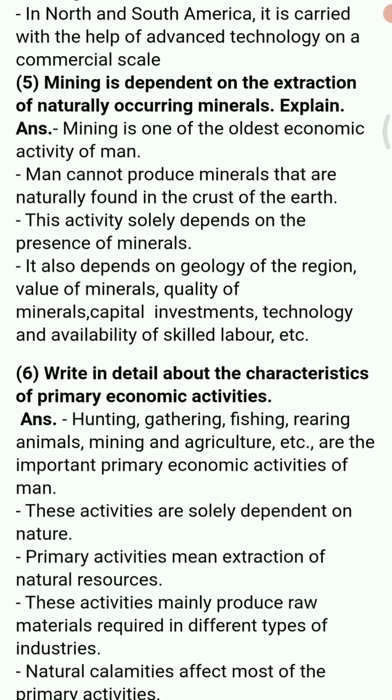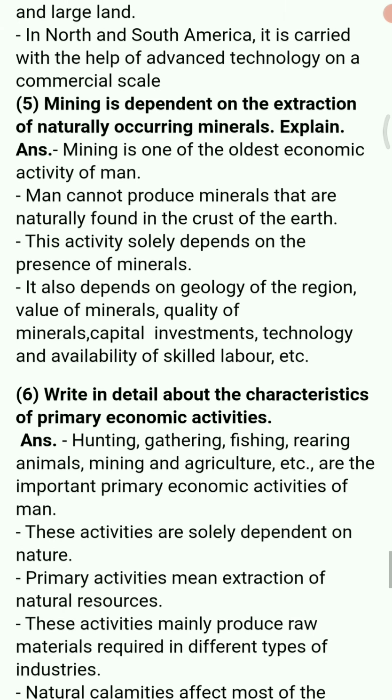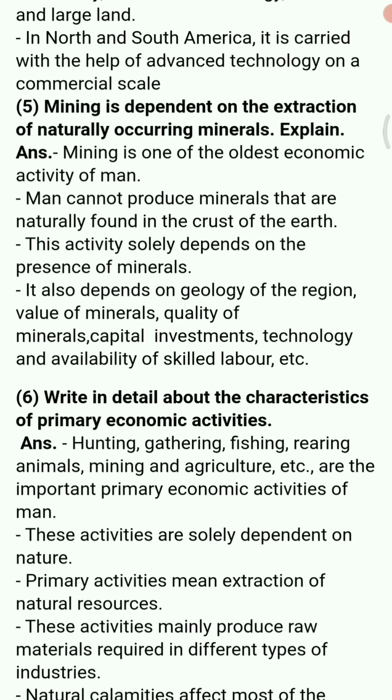अभी माइनिंग इज़ वन ऑफ द ओल्डेस्ट इकोनॉमिक एक्टिविटी, बहुत ही एंशियंट से माइनिंग इज़ कैरिड आउट. ओके, सो मैन कैन नॉट प्रोड्यूस मिनरल्स, वो नेचुरली प्रेजेंट होता है, हम उसे बना नहीं सकते हैं. सो बिकॉज ऑफ दैट इट इज़ टोटली डिपेंड ऑन व्हेयर मिनरल्स नेचुरली कहाँ पे है, किस एरिया में है. ओके, सो इट टोटली डिपेंड्स ऑन दी presence of minerals.